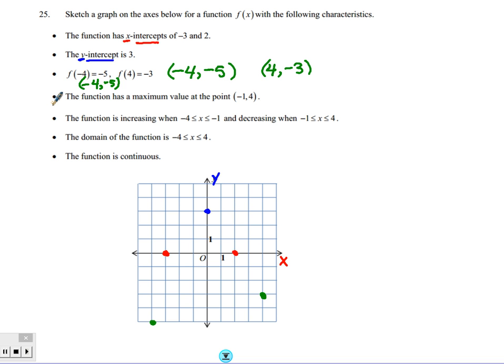The function has a maximum value at that point. Let's see, -1, 4 is the highest it will go. We'll never go above that.